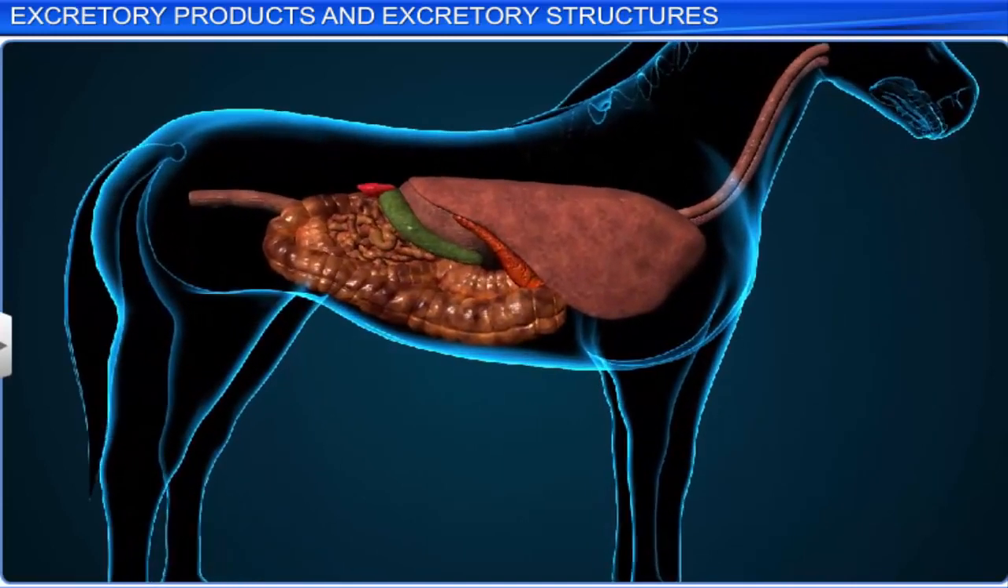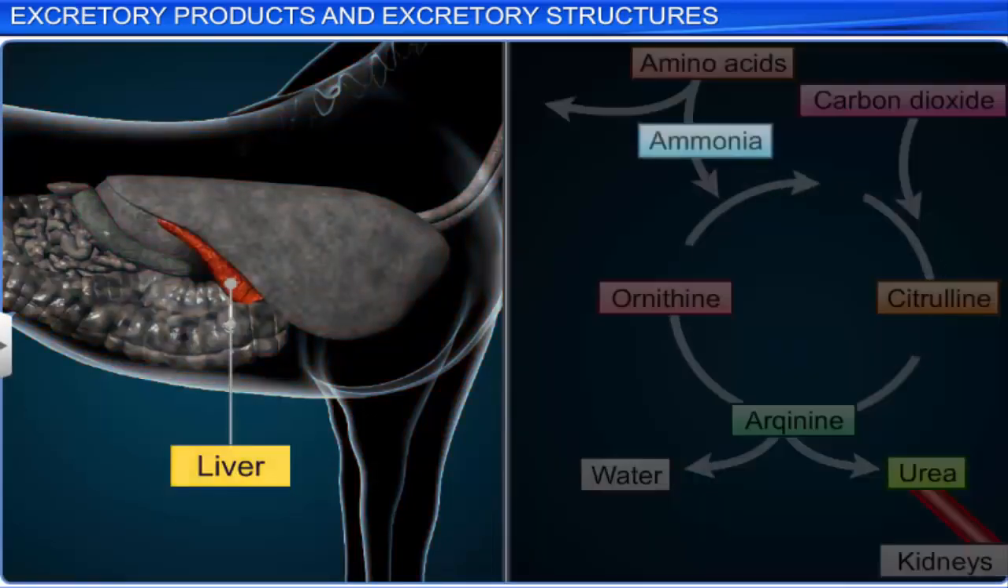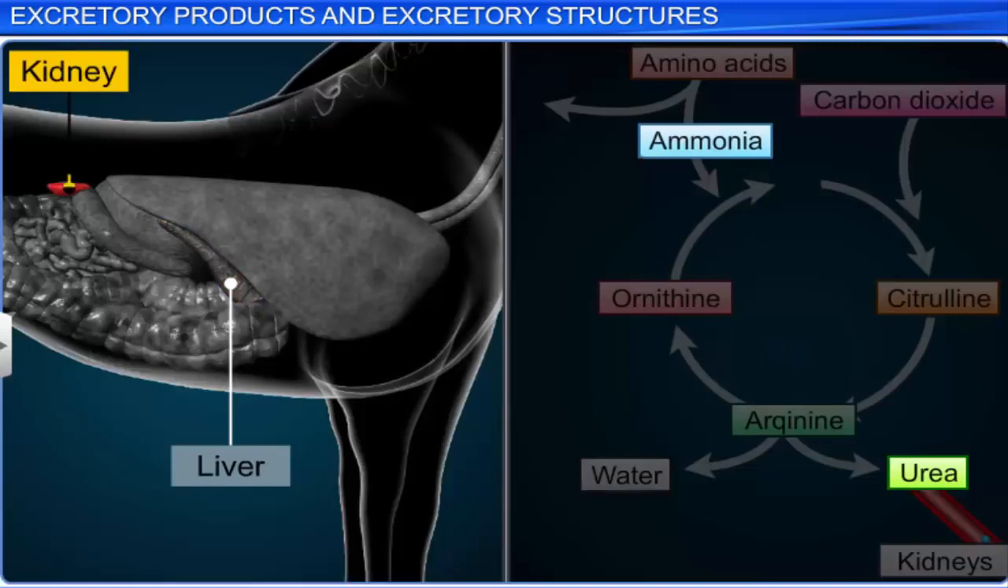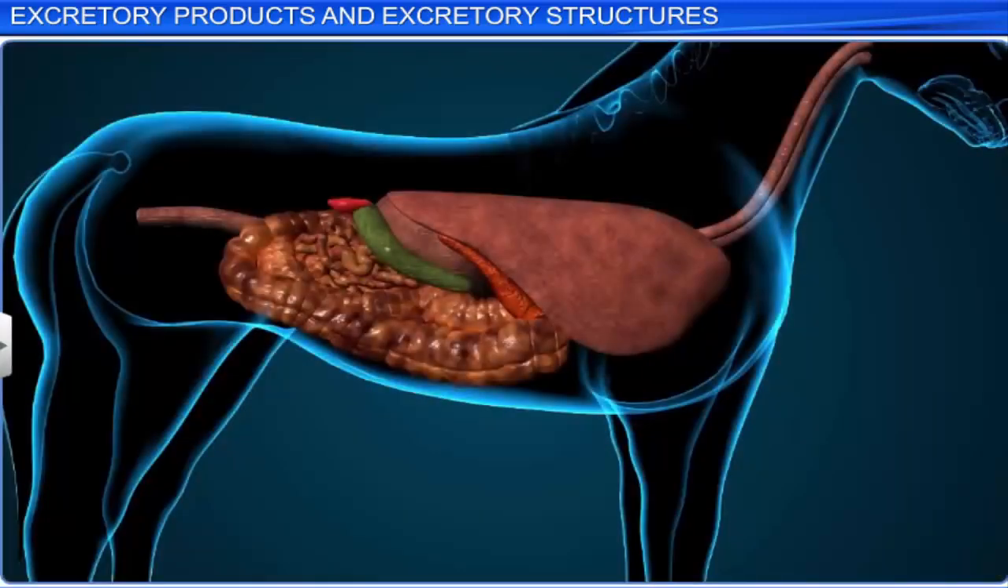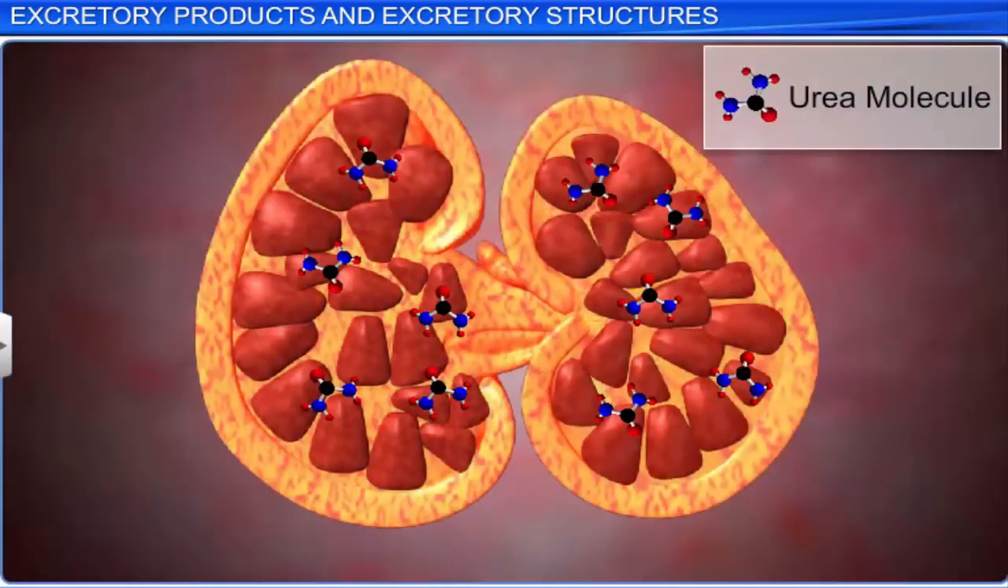In these animals, the liver converts ammonia into urea by the ornithine cycle and releases it into the blood. The urea in the blood is then filtered by the kidneys and excreted. However, in some animals, a small amount of urea is retained in the matrix of the kidney to maintain the required osmolarity.